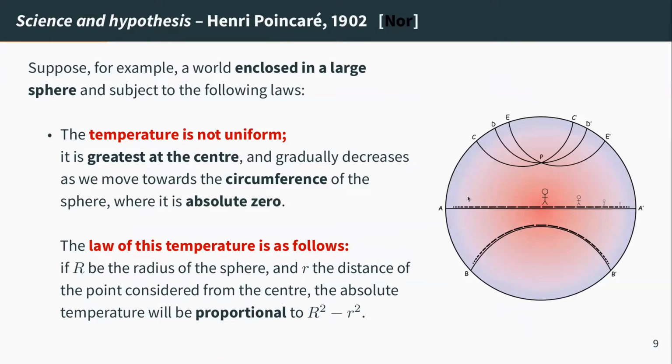So the law of this temperature is as follows. If R is the radius of the sphere, so for us it's just going to be 1, and small r is the distance of the point considered from the center, then the absolute temperature will be proportional to R² minus r². Just to be clear, if big R is equal to 1 and small r is equal to 0, the temperature here is 1 minus 0, so 1 Kelvin. We normalize things. Then if I'm halfway through, small r is equal to 0.5, small r squared is 0.25, and so the temperature is 0.75 Kelvin.